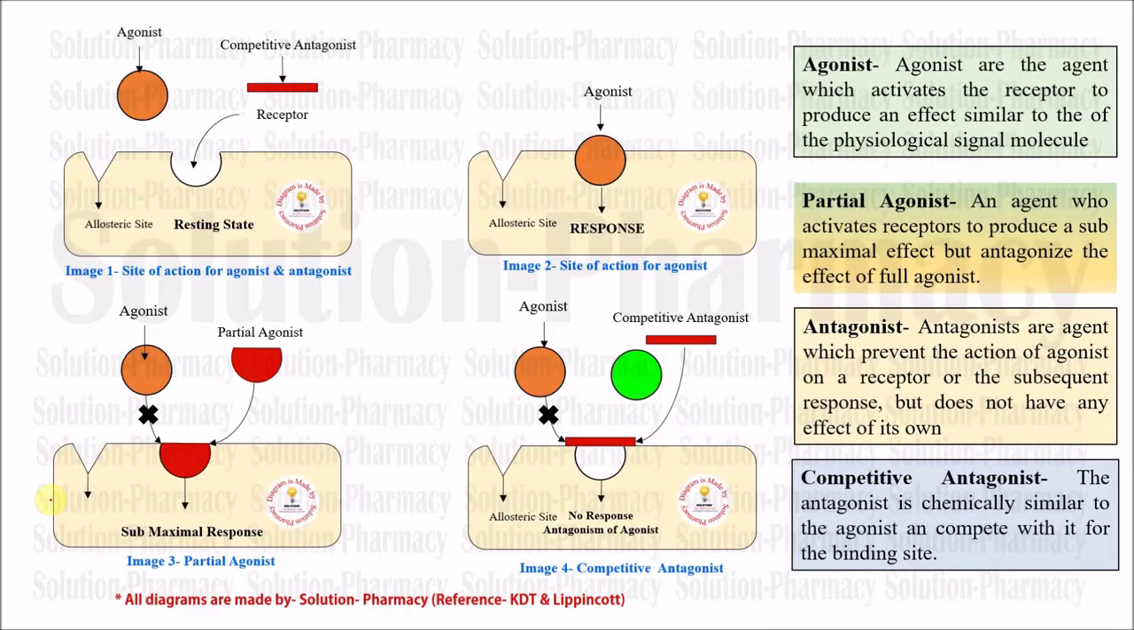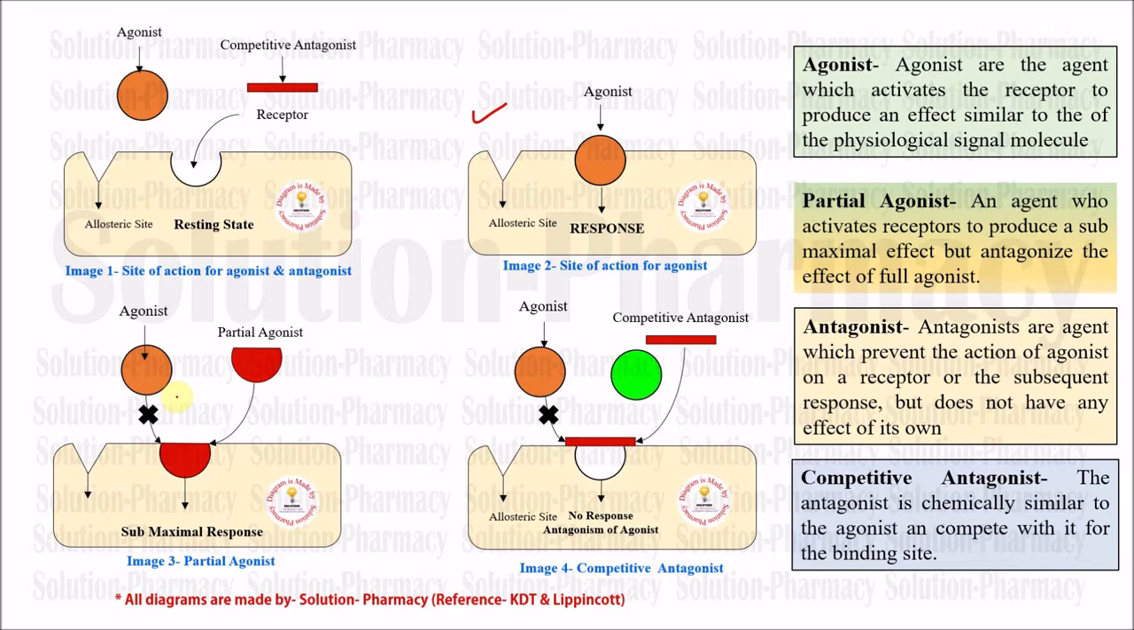Here I have drawn 4 diagrams. In these diagrams I have not included any animation, because it is very important for you to compare each diagram with all the others. Image number 1 represents the resting state. Image number 2 is for the site of action for agonist, when the agonist takes place on the site of binding, and the third one is for the partial agonist, and the last one is for competitive antagonist as well as the normal blockers too. So each and every diagram is a full node by itself.